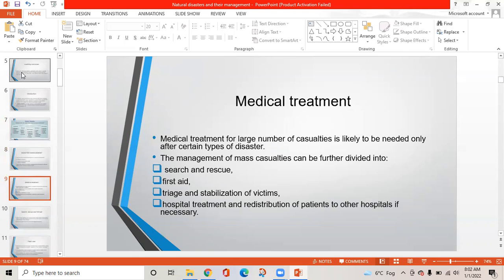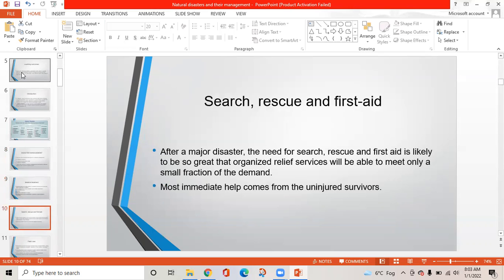Medical treatments that are given during the disaster. Medical treatment for a large number of casualties is likely to be needed only after certain types of disasters. The management of mass casualties can be further divided into search and rescue, first aid, triage and stabilization of victims, hospital treatment, and redistribution of patients to other hospitals if necessary.